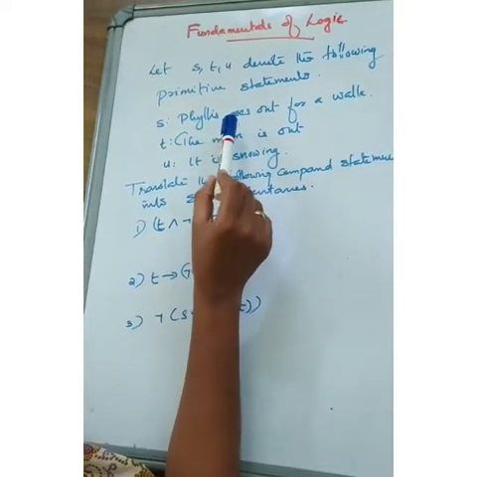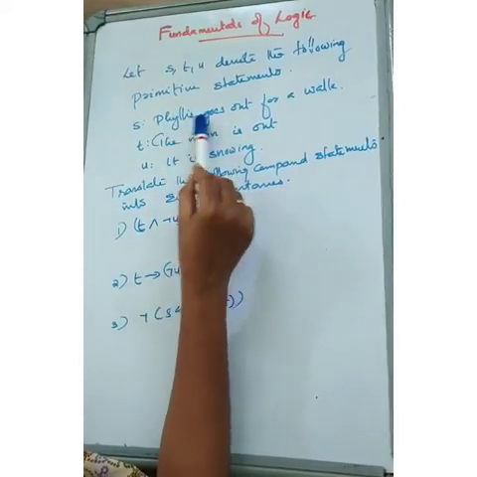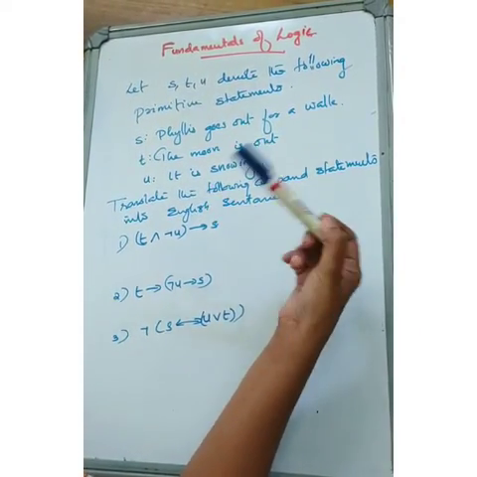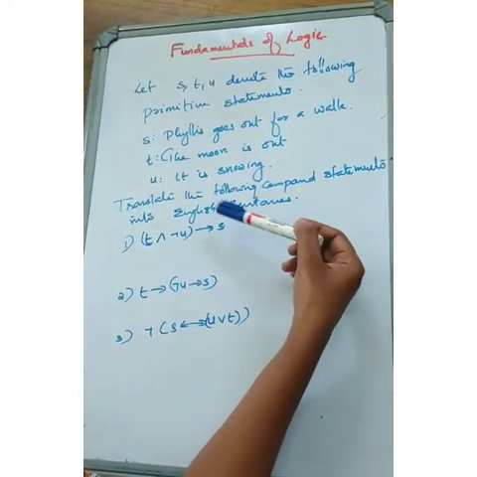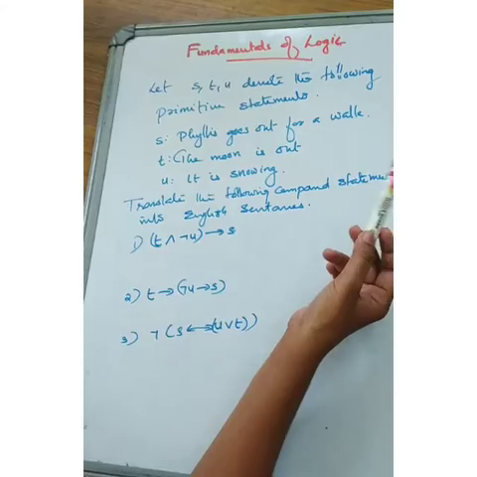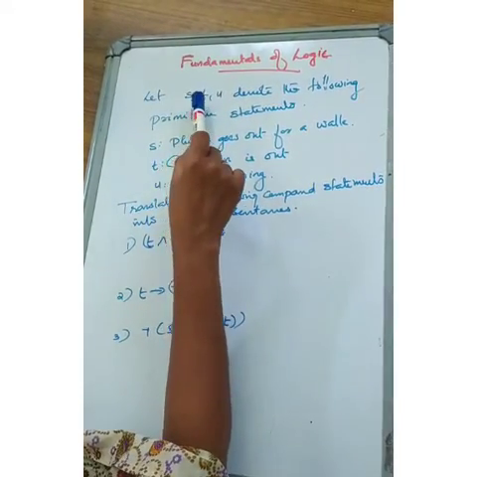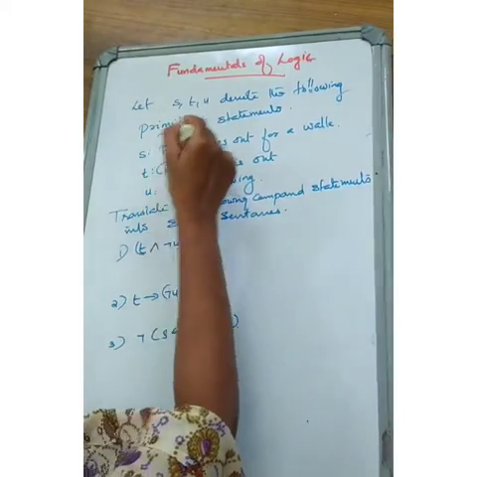Okay, next we are going to check how to convert an English sentence into logic notations and logic compound statements, and how to convert logic compound statements into English sentences. Okay, this is very useful. So let S, T, U denote the following primitive statements. We have given primitive statements.